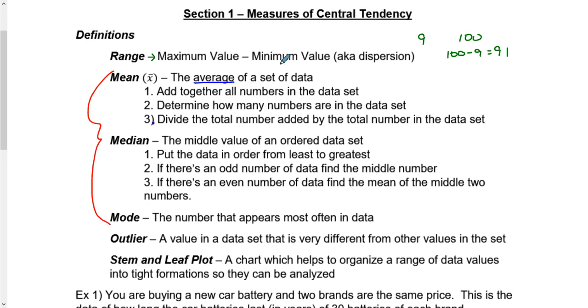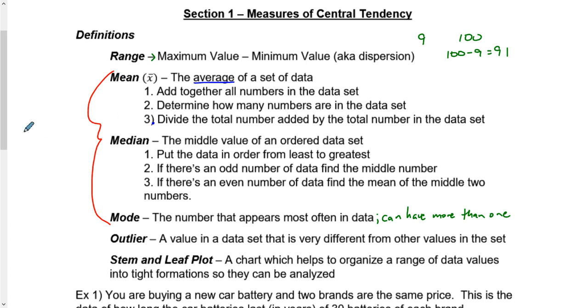The mode is the number that appears the most often in data. And you can have more than one. So what that means is if you see a number that occurs more than other numbers, you could potentially have 2 or 3 different modes. Of course, if every single data value occurs the exact same amount of time, you would have no mode.